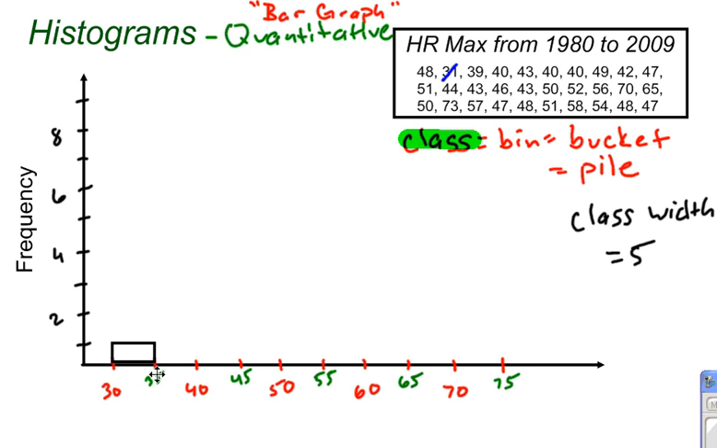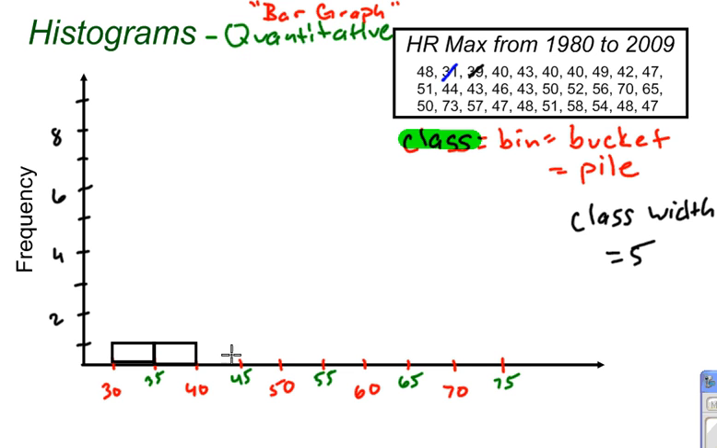Now let's go from 35 up to 39. Remember, 40 is the beginning of the next class. Here we go. There's 1 in that class. I'm looking, and it doesn't appear to be anything else in the 30s. So that particular class also has 1. So there's my bar. 1 in this class, 1 in this class.